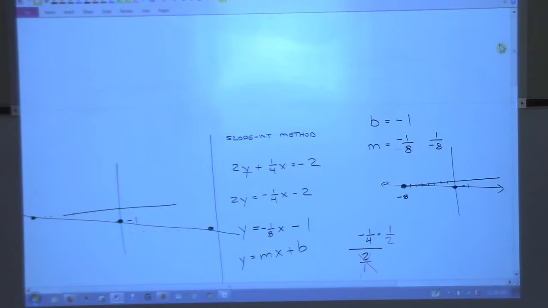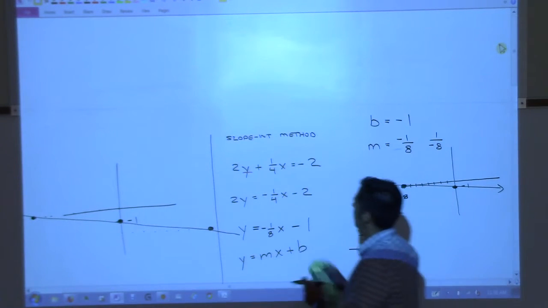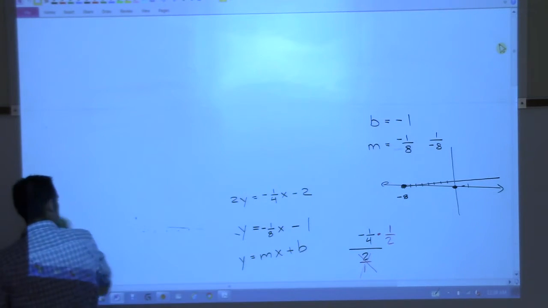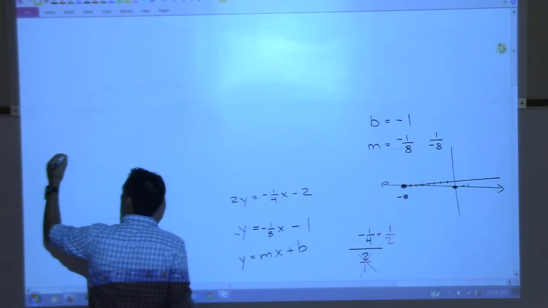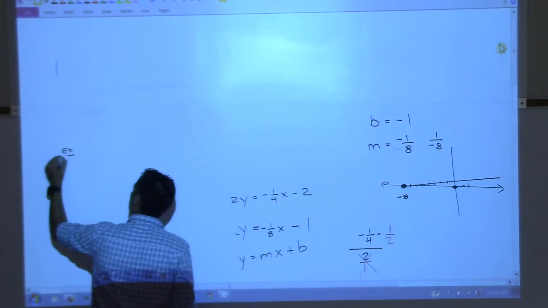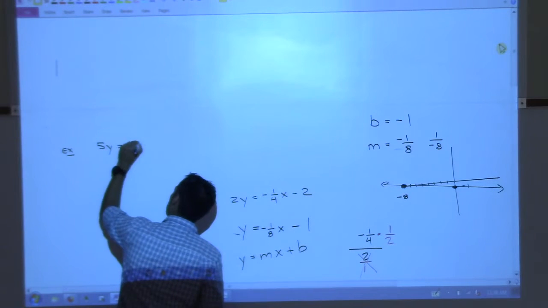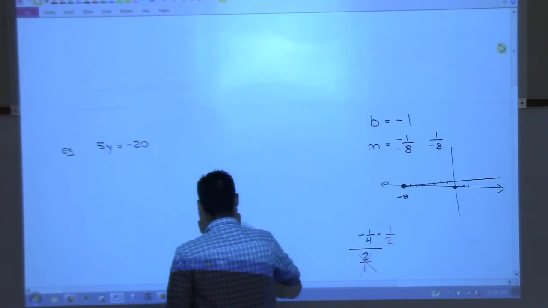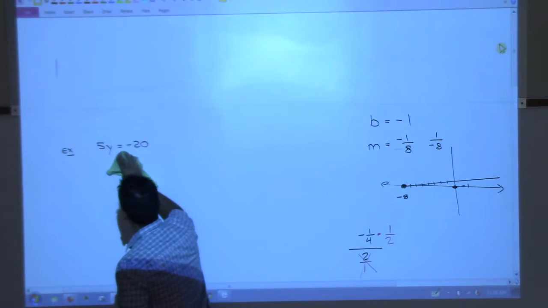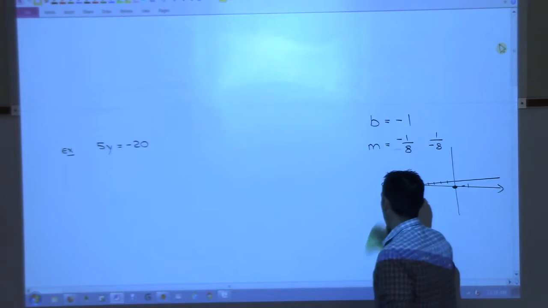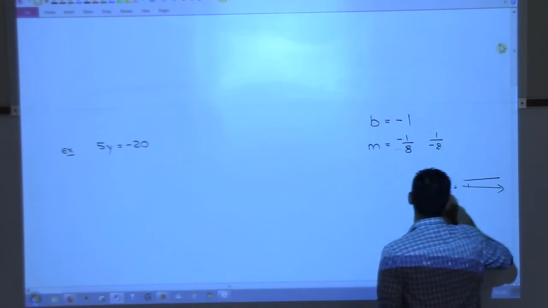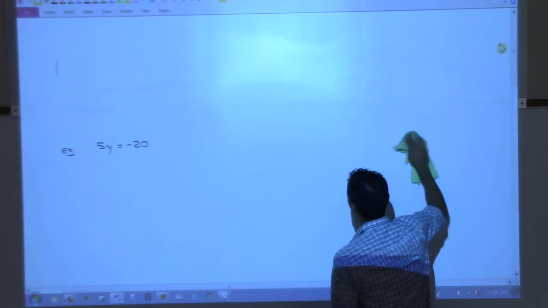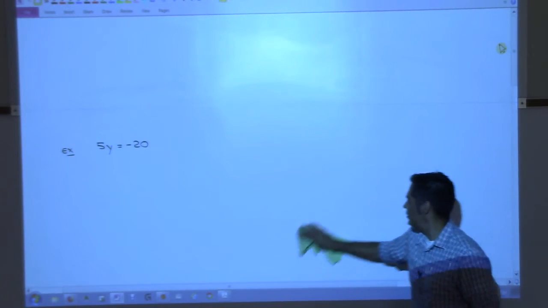Okay, let's try this one. Throw a little curveball at you here. Same instructions. Sketch this line, this example here. 5y equals negative 20. Sketch the line. So I've already given you a hint that I'm throwing you a curveball here. Is that in standard form, slope-intercept form? What's going on here? Or is there something else going on?